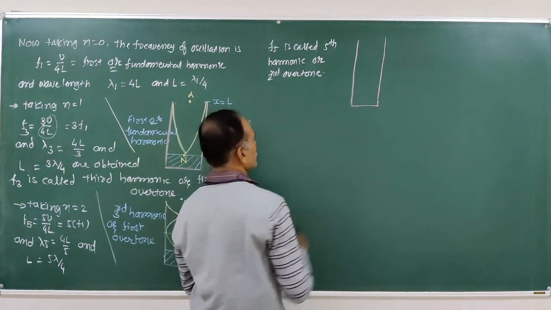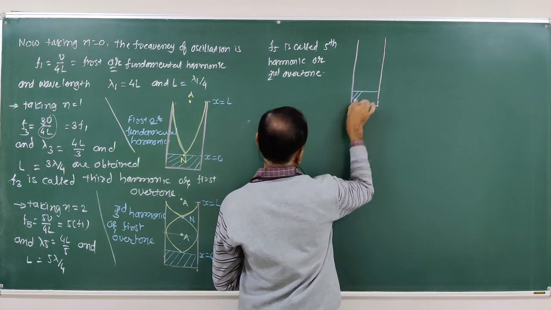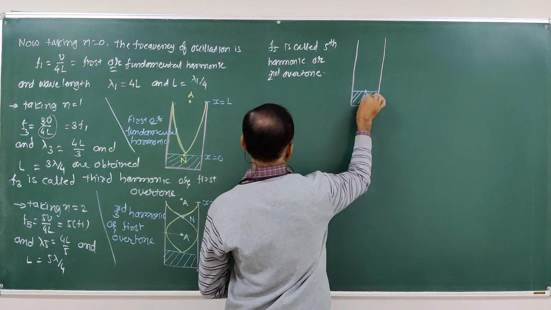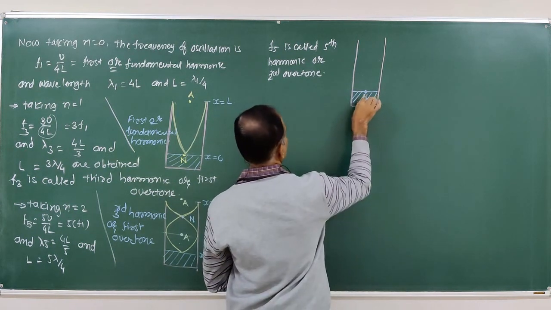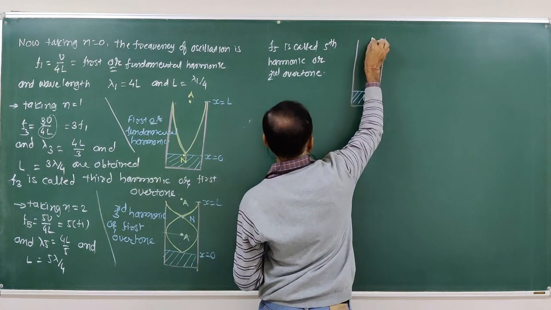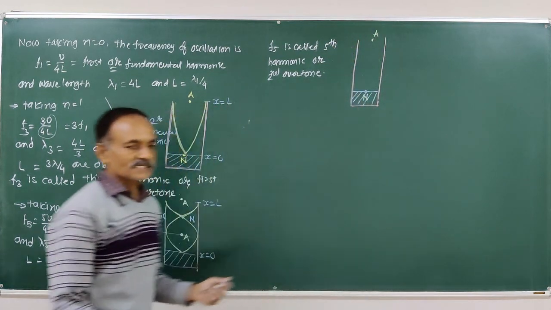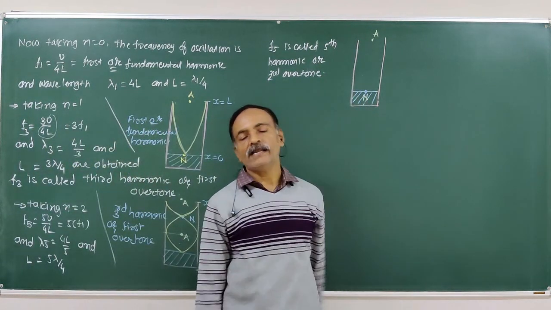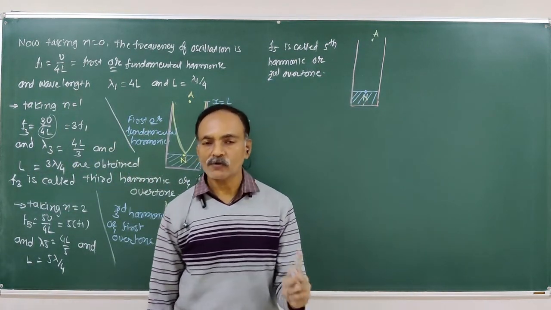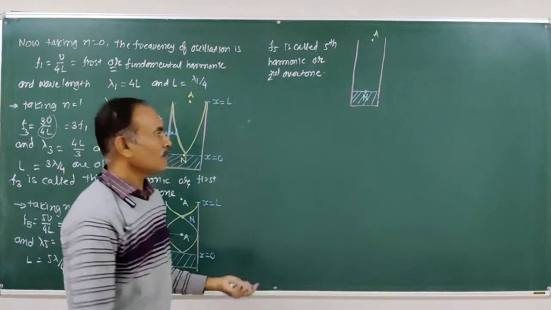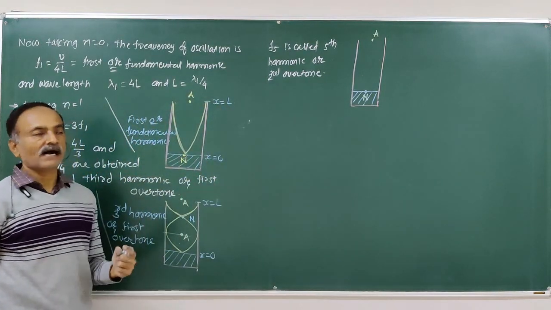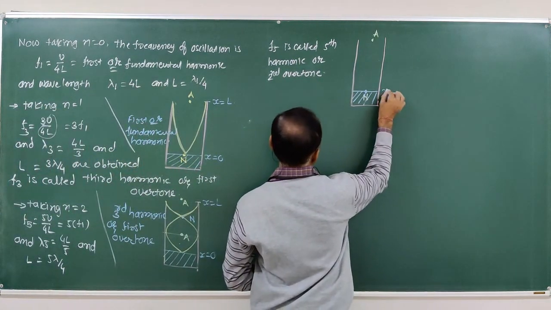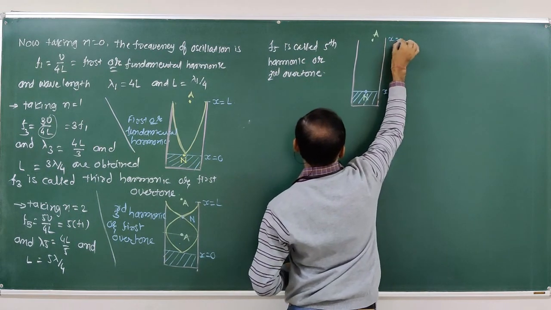So, partially filled with water, this lower point acts as a node, and the upper point acts as an antinode. So here the stationary waves are produced in such a way that the lower point is a node and the upper point is an antinode. And 5 parts of 1 by 4 lambda are generated in length L. That is x is equal to 0, that is x is equal to L.